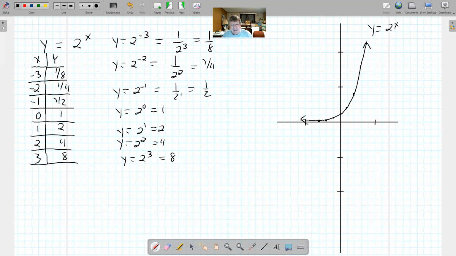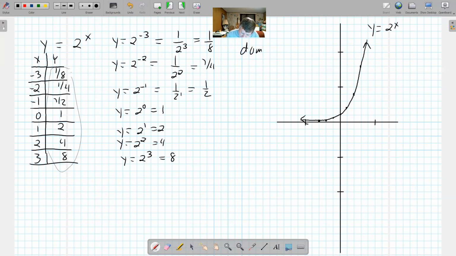It sort of looks like half of a parabola, only it doesn't. On the right side it does. It keeps climbing as it goes to the right, but on the left side it keeps getting smaller and smaller and smaller, but it never touches the x-axis. Because notice on our table, going up, y keeps doubling. Going down, y keeps getting cut in half. Half of 1/8 would be 1/16, and 1/32, 1/64, 1/128, 1/256, and so on. So it's never going to reach 0, but it's going to get closer and closer to 0.